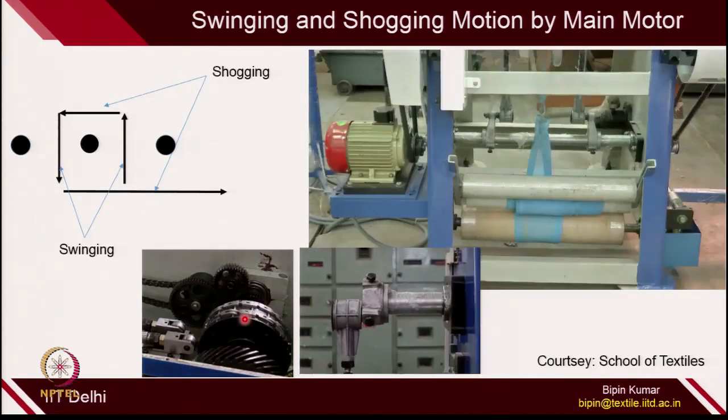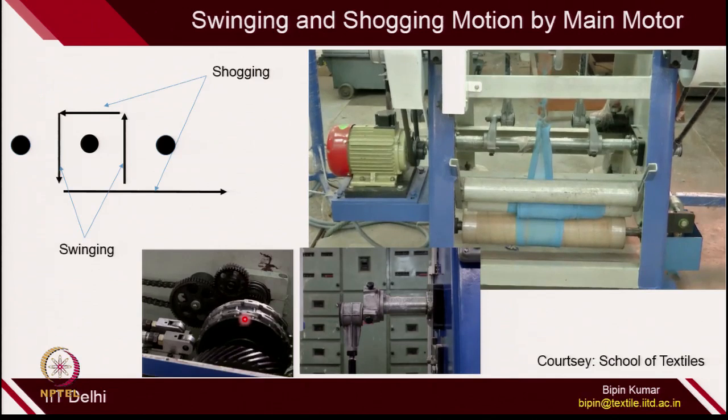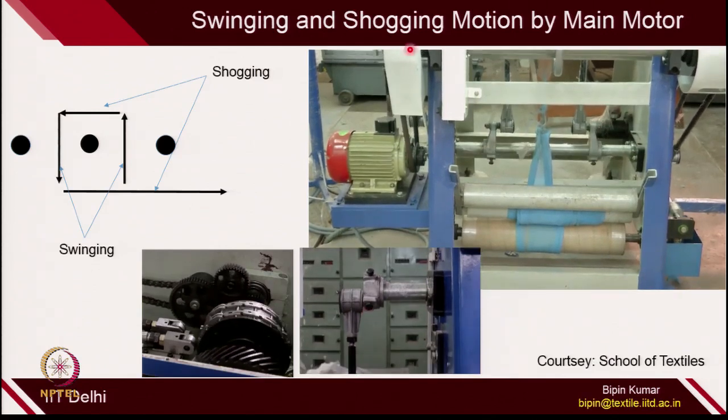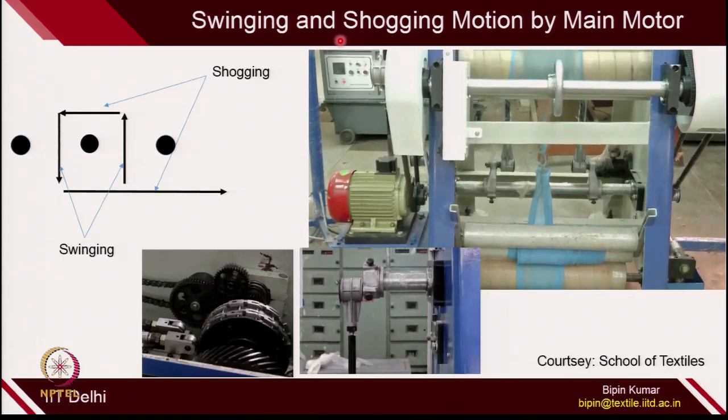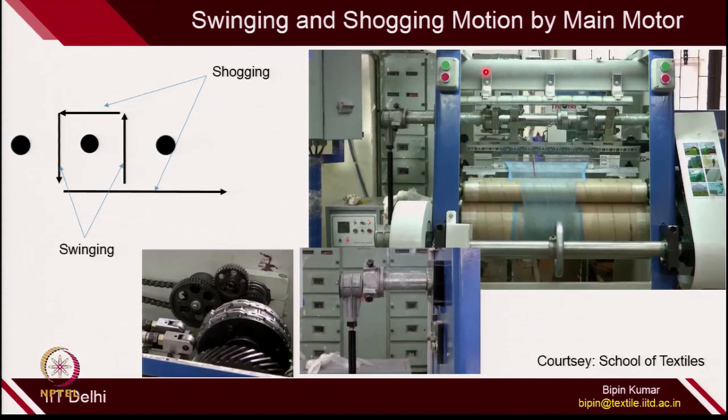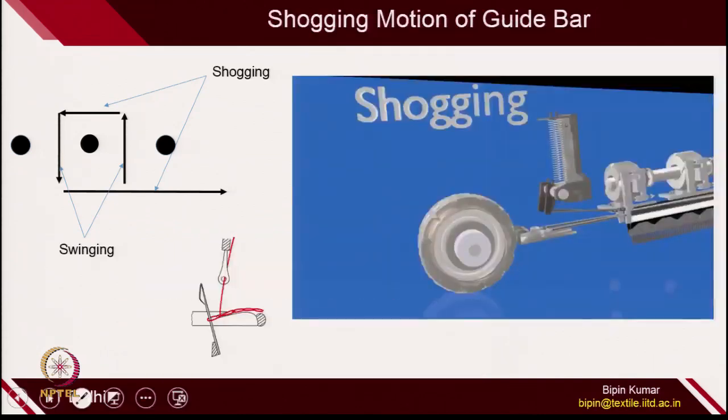Now, from an engineering point of view, you need to concentrate mainly on the shogging motion, because overlap and underlap are the only things which decide what type of warp knit design you are going to make on the machine. So, we will be focusing mainly on shogging motion in this particular lecture. Shogging motion is nothing but the lateral displacement of the guide bar with respect to the needle bar.